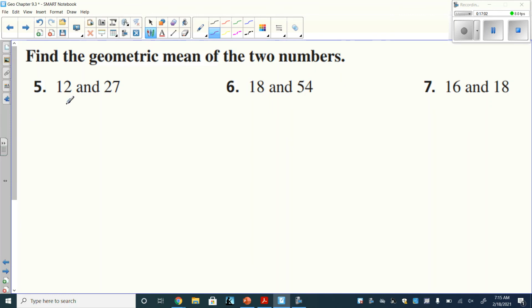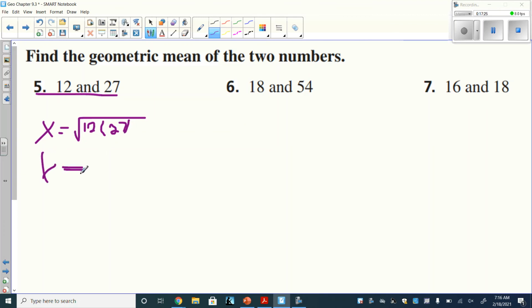So we can do it a few more times here. So I'm going to do it at least 2 more. So if we wanted to solve for this one here, the geometric mean of 12 and 27, well, x would equal the square root of 12 times 27.